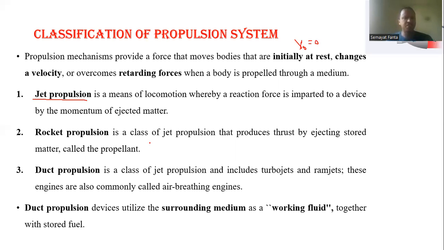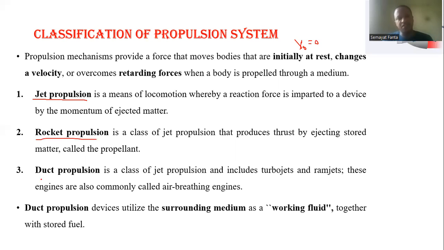Rocket propulsion is a class of jet propulsion that produces thrust by ejecting stored matter. In this case, we have stored matter called propellants. The propellants are stored in the form of liquid, or in the form of solid, or a combination of the two. There are also other means. So it works by ejecting stored matter. In a similar way, those stored matters are heated in the combustion chamber and accelerated through the nozzle with high velocity. That is the principle of rocket propulsion.